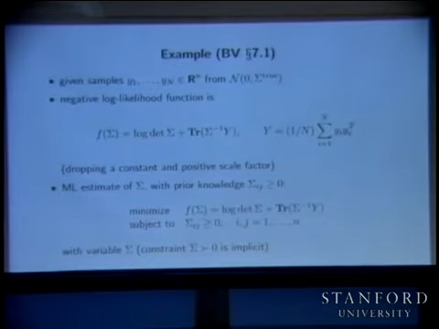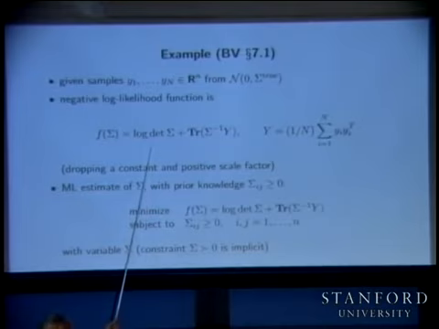There's no reason to believe that the yi's sum to 0. They won't. Now you want to minimize this function, and we look at the different parts. This is good because it's a convex function of sigma. Unfortunately, that is bad because this is a concave function of sigma.